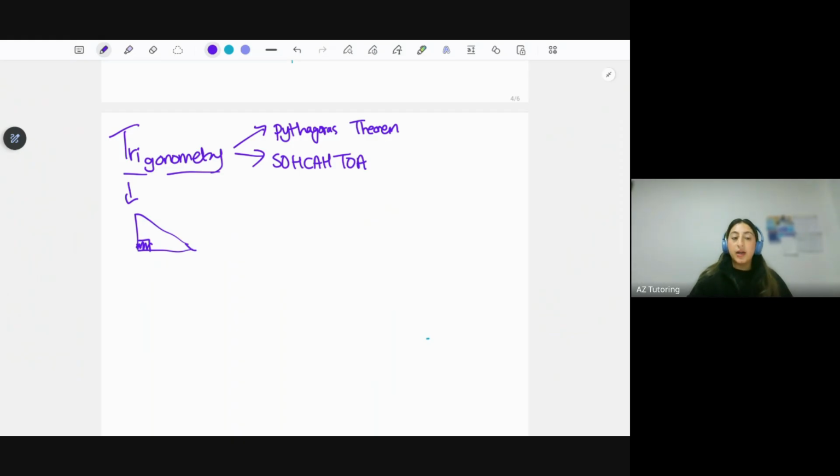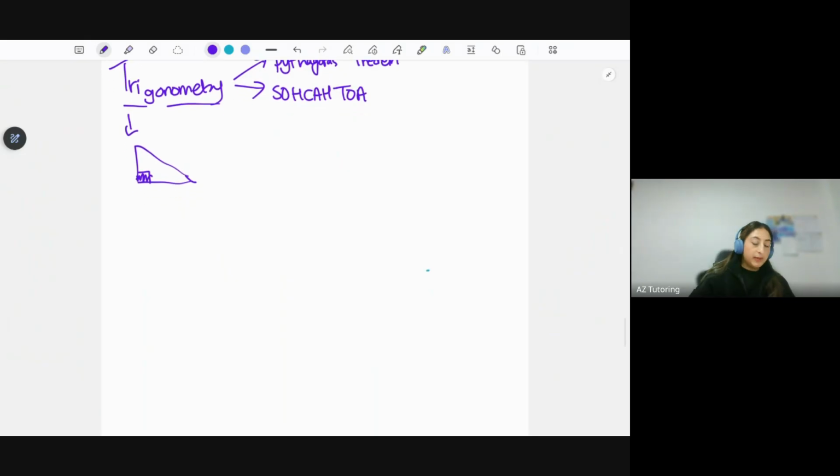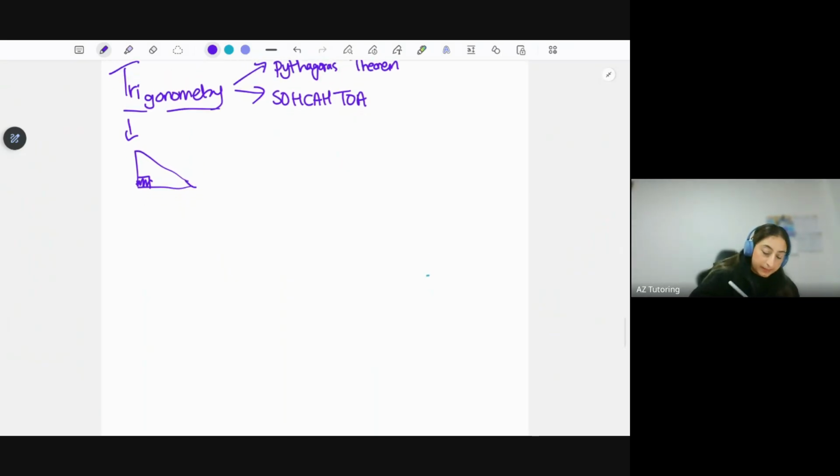For a non-right angle triangle, that's higher. That's when the sine rule and the cosine rule come in, so the higher class will be covering that tomorrow. But for foundation, you only need to know about right angle triangles, Pythagoras' theorem, and SOHCAHTOA. So let's go over what Pythagoras' theorem is and what it's used for.